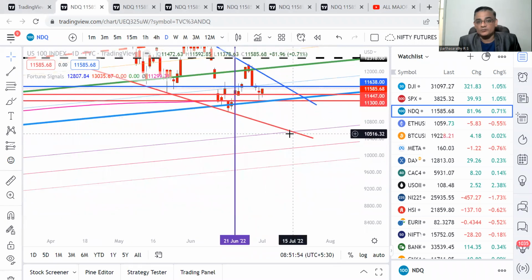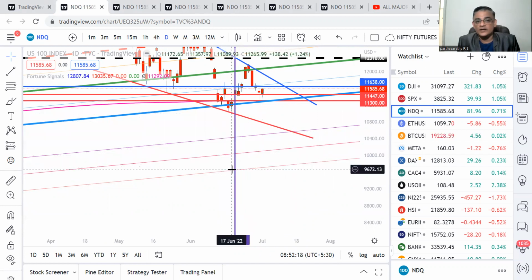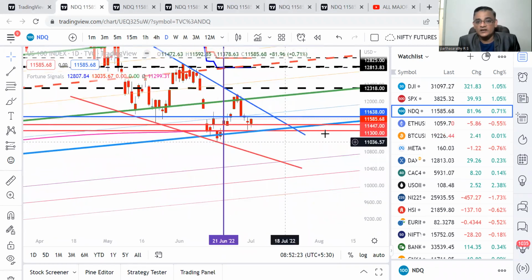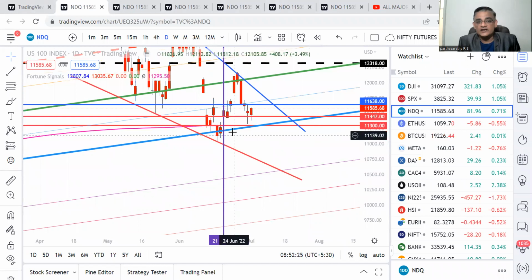And where will be the support? Suppose it comes and touches this falling wedge around 15th July, there is a possibility of making a bottom. Why? Because these three lines are pitchfork lines. And apart from that, this is the major line of pitchfork.